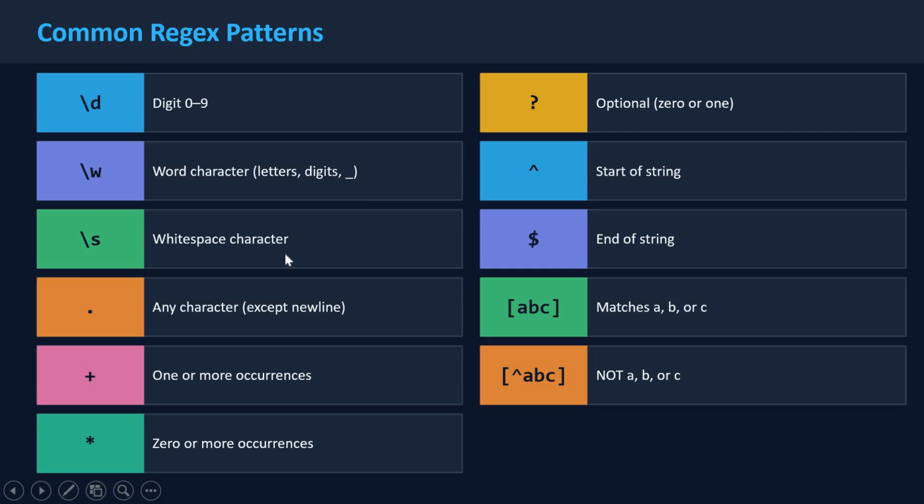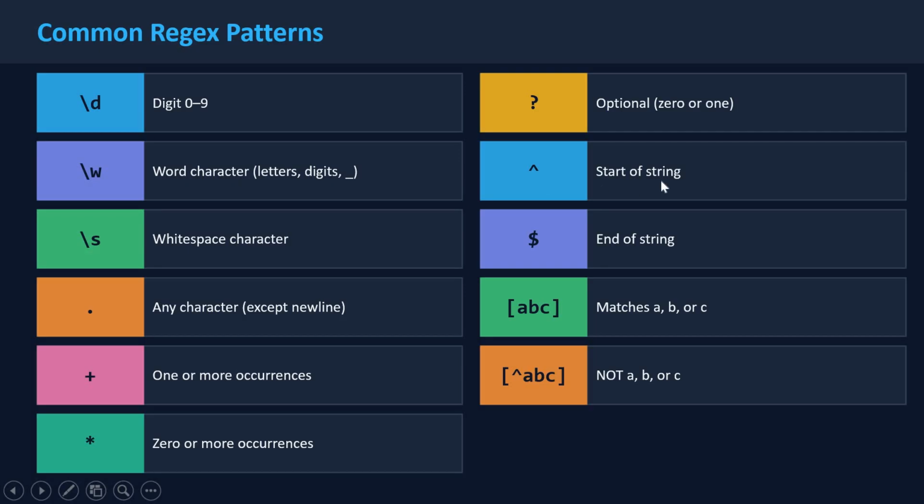\s checks whitespace characters, like a space. Dot checks any character except a newline. Newline is \n, so other than newline, whatever it is, the dot will match. Plus checks one or more occurrences, so if there is one occurrence or more than one, plus will match. Star checks zero or more occurrences. Question mark checks optional, zero or one occurrence.